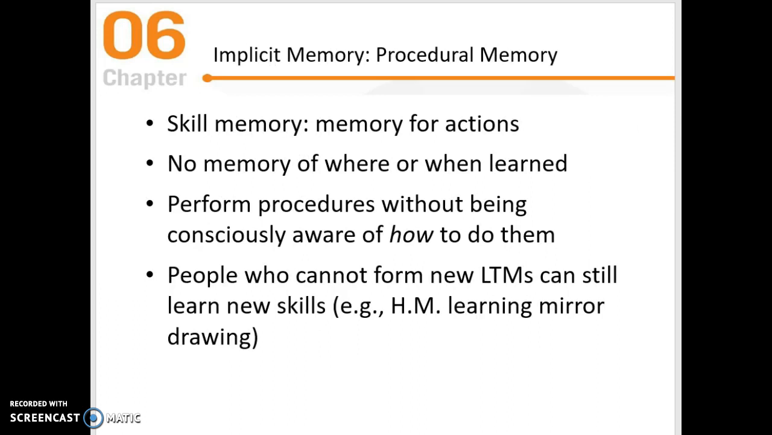Again, the skill memory is memory for actions. You don't necessarily know when you learned to ride a bike or where you were, but you do know that you can do it. And one of the things that helps us understand this is when there is a patient with brain damage, such as HM, who is able to learn new tasks. He could not form new long-term memories, so the encoding process was impaired, but even still, he got better at learning mirror drawing.